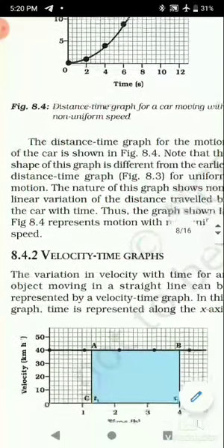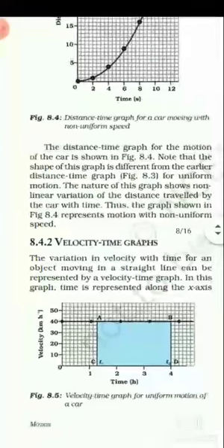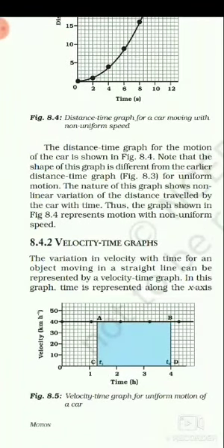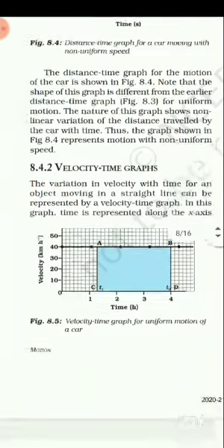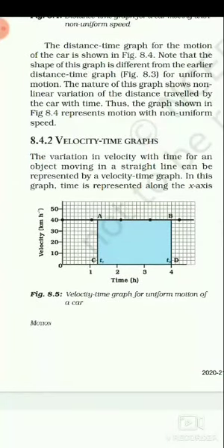Next, the velocity-time graph. The variation in velocity with time for an object moving in a straight line can be represented by a velocity-time graph. In this graph, time is represented by the x-axis and on the y-axis the velocity is plotted. And this is the graph for uniform motion where a car moves with a uniform velocity. If the car moves with a uniform velocity, that means velocity remains the same, we will get a straight line which is parallel to the time axis. So the velocity-time graph for uniform motion is a straight line parallel to the time axis.